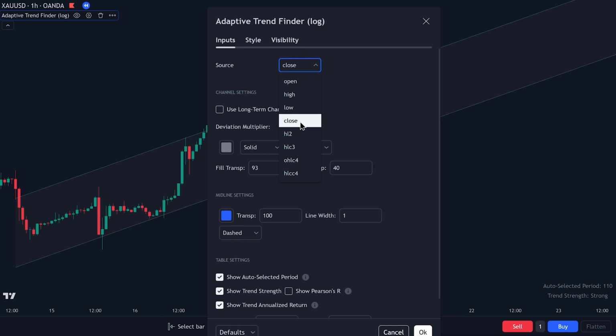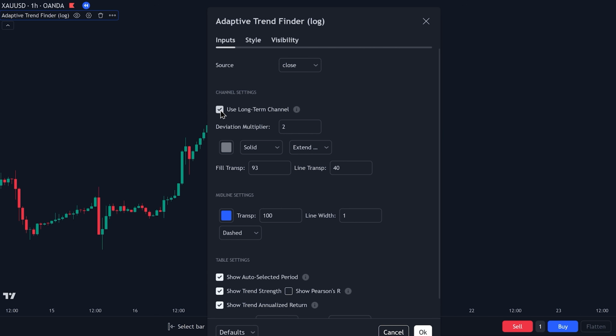Typically, using the closing price gives you a reliable representation of market trends, but feel free to choose based on your strategy. Next, we have the Use Long-Term Channel option. Enabling this will switch the indicator to focus on longer-term trends.